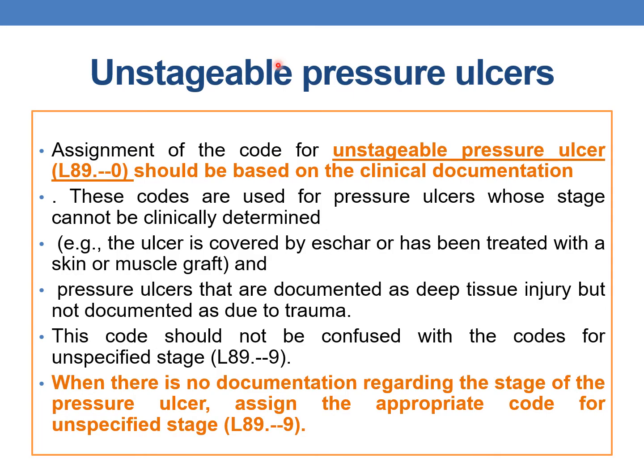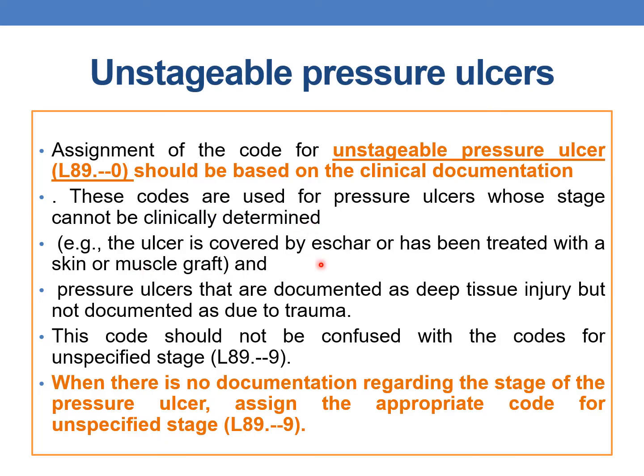Next guideline is unstageable pressure ulcers. The code for an unstageable pressure ulcer is L89.--0. Here you need to fill in the specific laterality and location, based on the clinical documentation. These codes are used for pressure ulcers whose stage cannot be clinically determined. Unstageable should be coded only when the physician documents that the stage of that particular ulcer cannot be determined clinically.